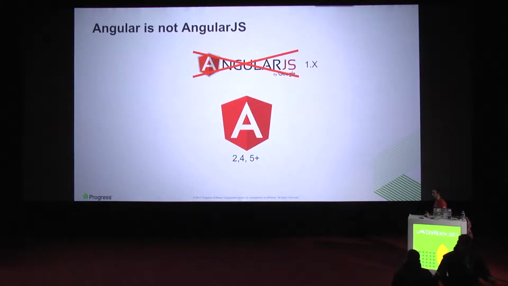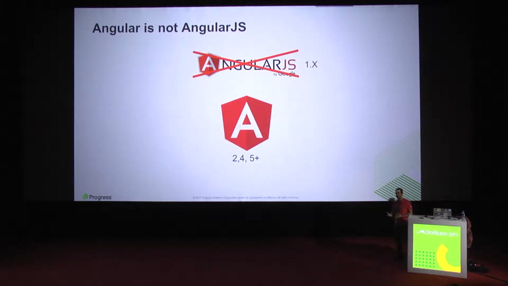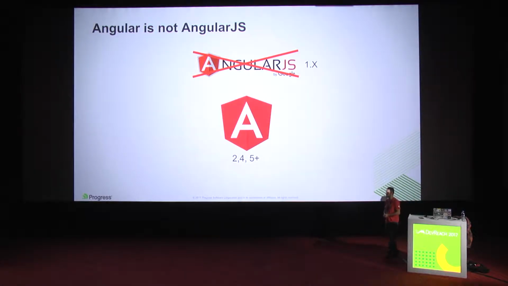So let's start off with defining exactly what Angular I'm talking about. So when we say Angular these days, we're not talking about AngularJS. When we say AngularJS, we generally mean Angular 1.x. So this is the 1.x generation. When we go to Angular 2 and up, we drop this JS suffix from it. It's just Angular. And Angular denotes 2, 4, 5, and up.